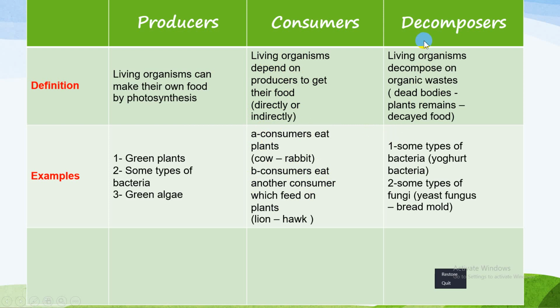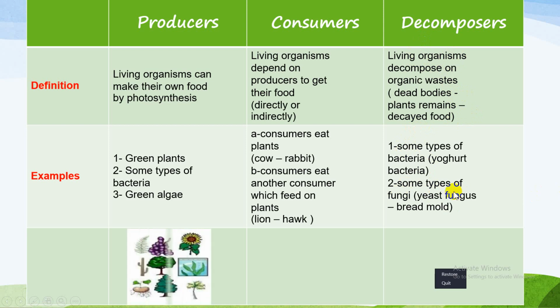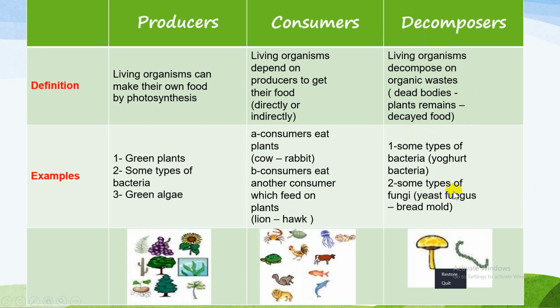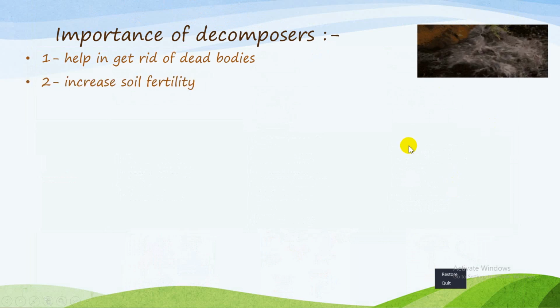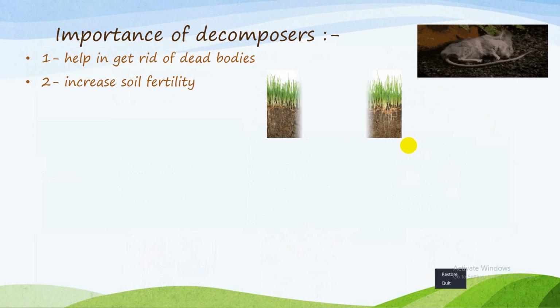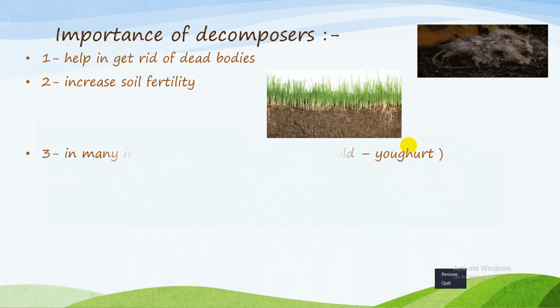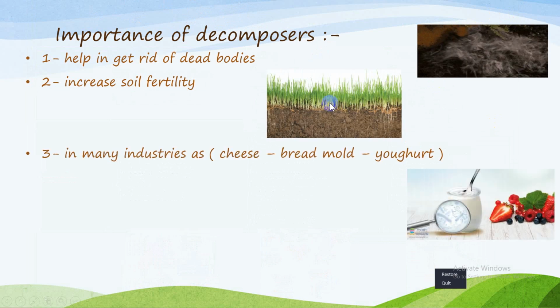Decomposers are the living organisms which decompose organic wastes, dead bodies, plant remains, and decayed food. Some are bacteria, like yogurt bacteria, and some are fungi, like yeast fungus and bread mold fungus. What is the importance of the decomposers? They help get rid of dead bodies, increase soil fertility, and are used in many industries such as cheese, bread, and yogurt.